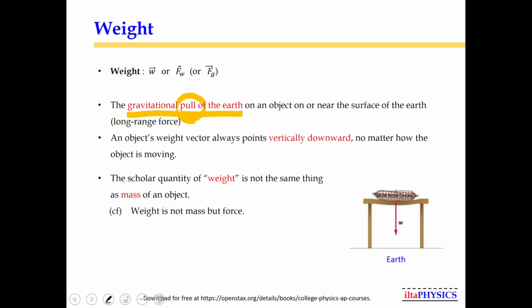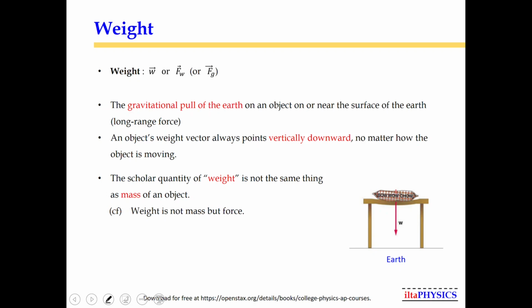We usually use the symbol W for weight, or sometimes we write F with a small subscript like FW or FG to show that it's the force of weight or gravity. Weight is a type of long-range force because it acts even when objects aren't touching directly, like between Earth and an object. Now, take a look at the picture on the right.